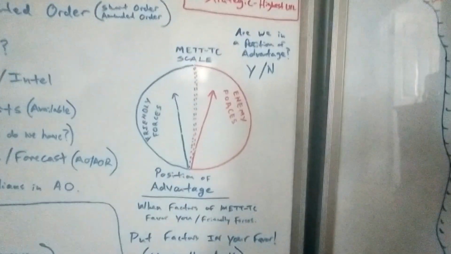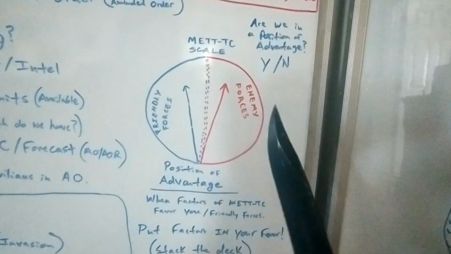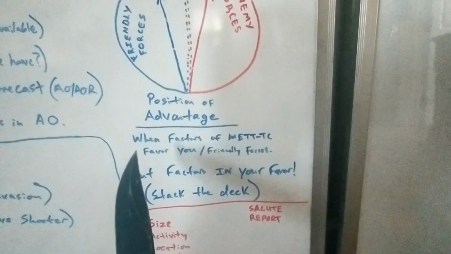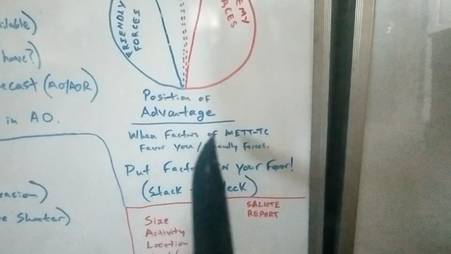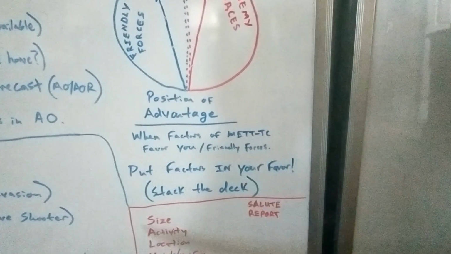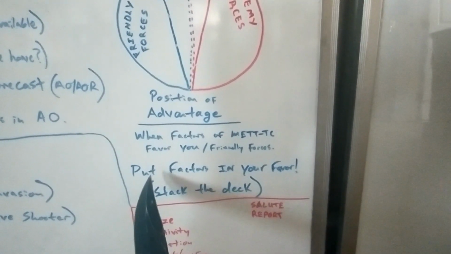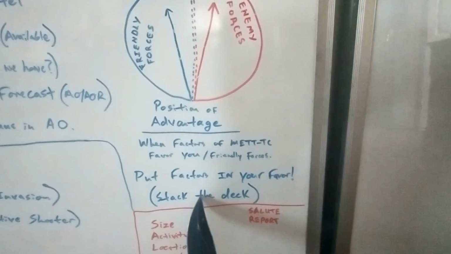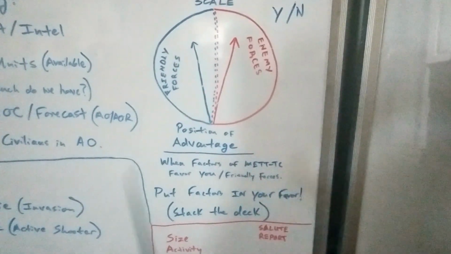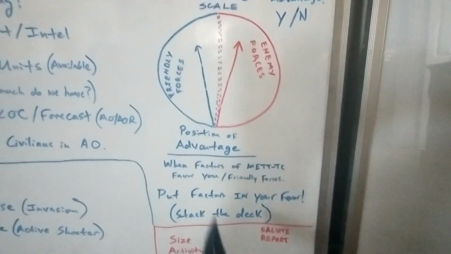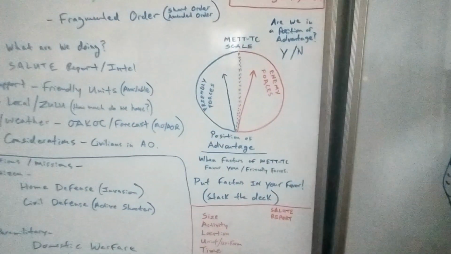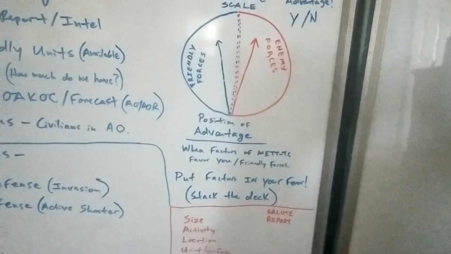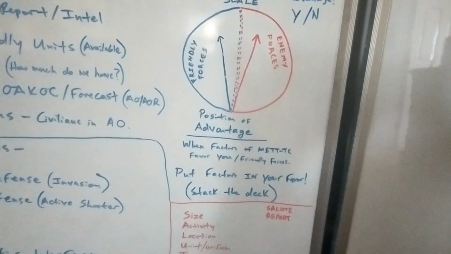So why do we do all this? How do we determine all this, right? So a position of advantage is when factors of METT-TC favor you and/or friendly forces. And what do we need to do? We need to put those factors in our favor. We need to stack the deck for us against the enemy, because that's going to determine whether or not we're successful at the end of the day. Like if the enemy has night vision and we don't, well, maybe we need to attack during the day.